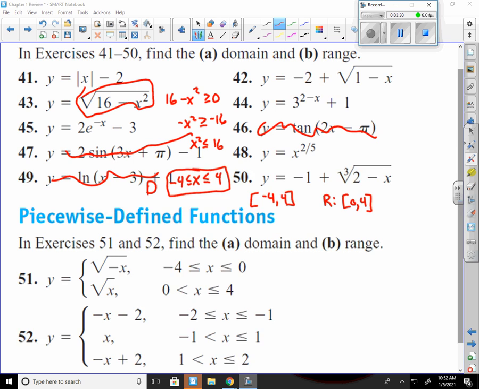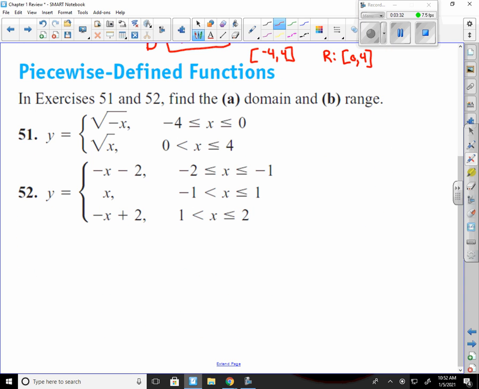All right, let's move on to the piecewise functions. It says find the domain and the range for this. So the first one is the square root of negative x when x is between negative 4 and 0. Basically, if I plug a negative 4 in, a negative of a negative gives me a positive 4, so I can take the square root of that. And that's for any time where x is less than 0. Since x is less than 0, it's always going to be taking the square root of a negative negative, which is always the square root of a positive. So that's going to work for all of those.